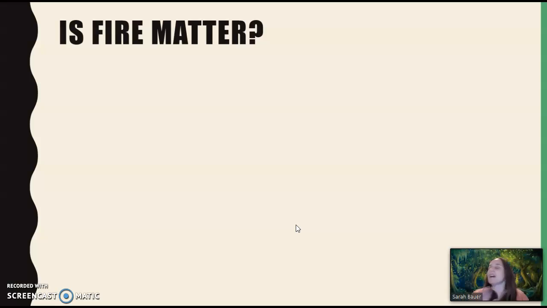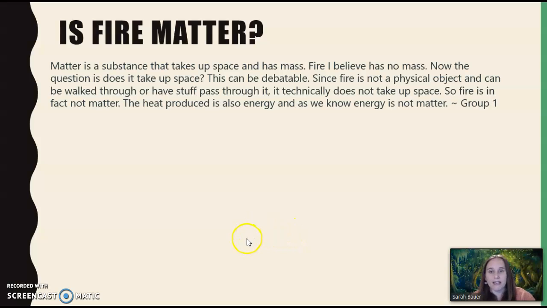So, is fire matter? I absolutely love this question, and I love getting to see or listen to people talk about it, because it's a little bit complex. We have this student from group 1: matter is anything that has mass and takes up space, therefore fire is not, because I don't think it has mass. Does it take up space? That's debatable. And heat's produced, and we know that's energy, and energy is not matter. So really great argument for fire is not matter.